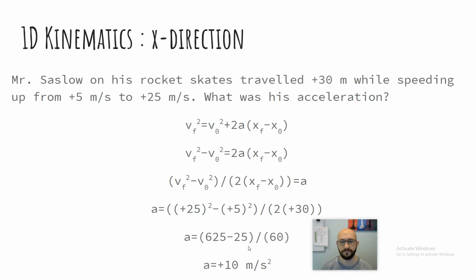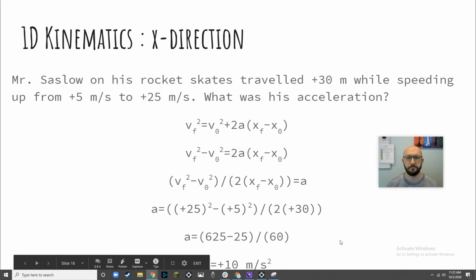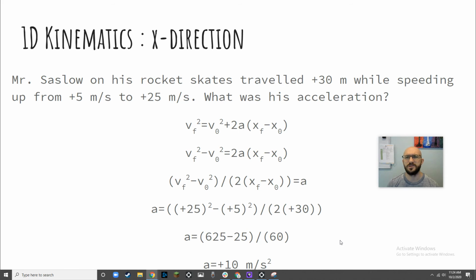All right, so example time. Mr. Sazzo is on his rocket skates. He traveled 30 meters forward while speeding up from 5 meters per second forward to 25 meters per second forward. What was his acceleration? All right, so the things I know: initial velocity, final velocity, displacement, and I want acceleration. There is only one equation that has those 4 things. So choosing should be easy. Bam, there it is. V final squared equals V initial squared plus 2 times A times delta X.